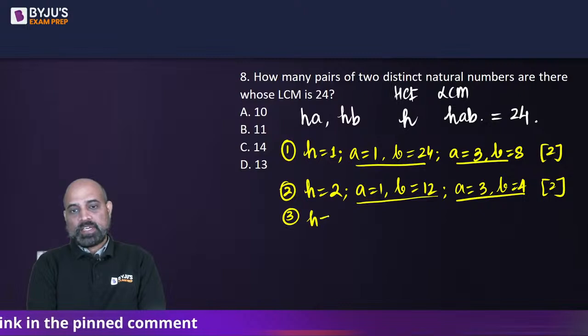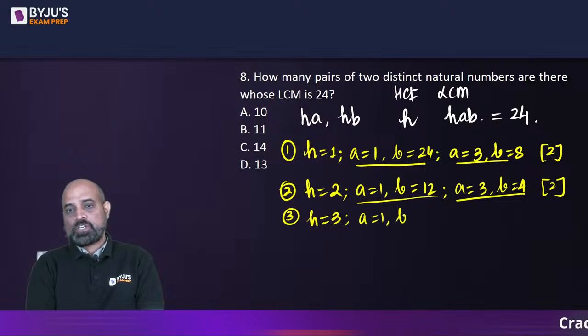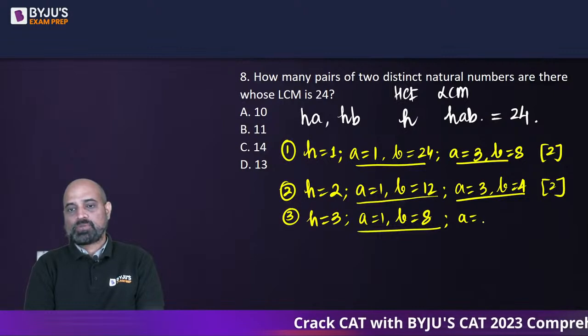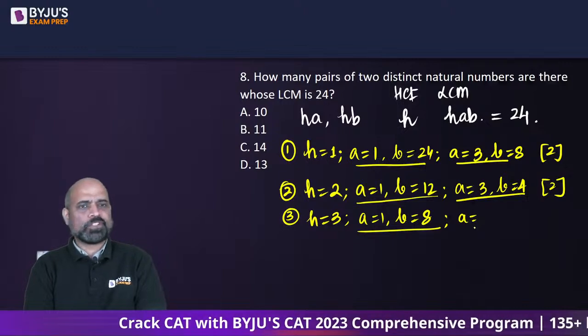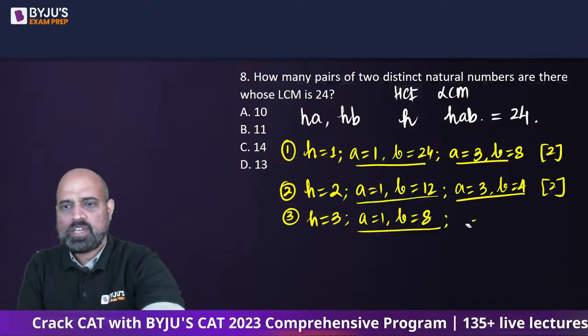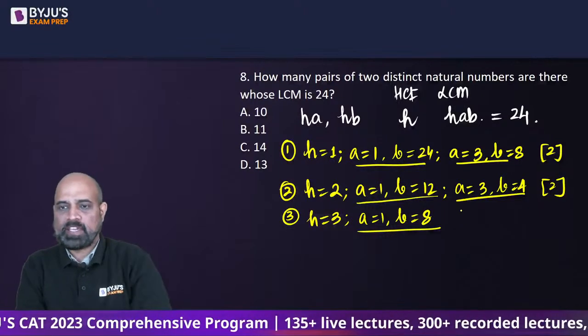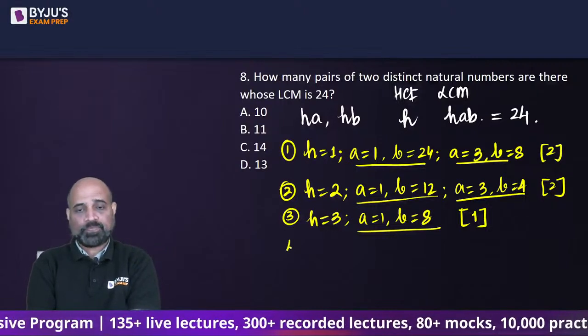Third case is when H is going to be 3. So we will have A into B as 8. I'll get A is equal to 1, B is equal to 8. And then, no, we won't get anything further, right? Because whatever you do, A and B won't remain co-prime. So there is only one possibility.